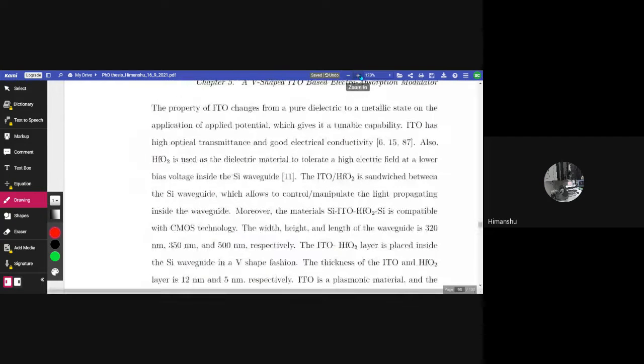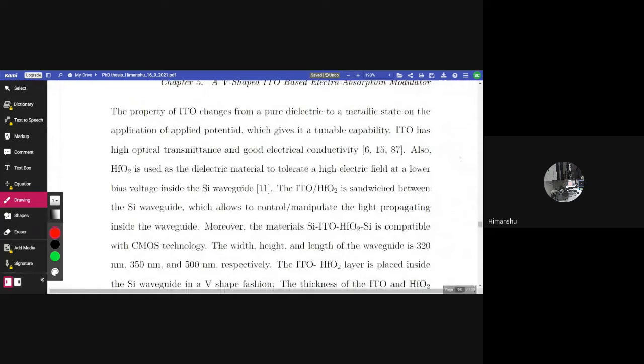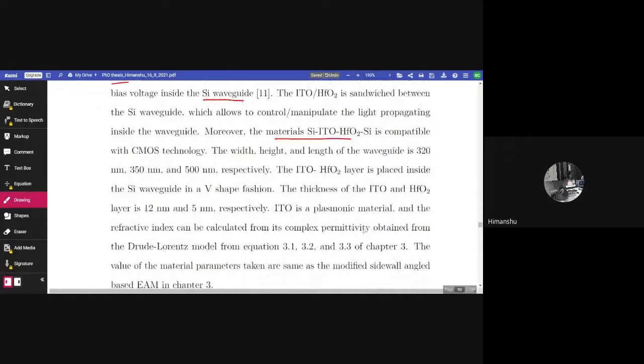Okay, the property of ITO changes from a pure dielectric to a metallic state on the application of applied potential, which gives it a tunable capability. ITO has high optical transmittance and good electrical conductivity. Reference 6, 15, 87. Also, HfO2 is used as a dielectric material to tolerate a high electric field at lower bias voltage inside the Si waveguide. Reference 11. The ITO-HfO2 is sandwiched between the Si waveguide, which allows to control and manipulate the light propagating inside the waveguide. Moreover, the material Si-ITO-HfO2-Si is compatible with CMOS technology.